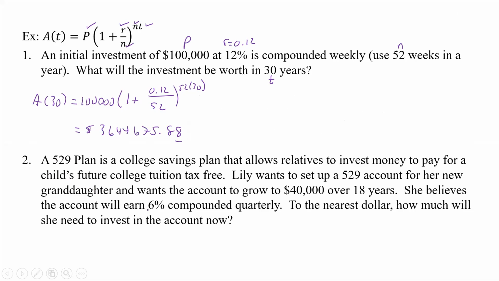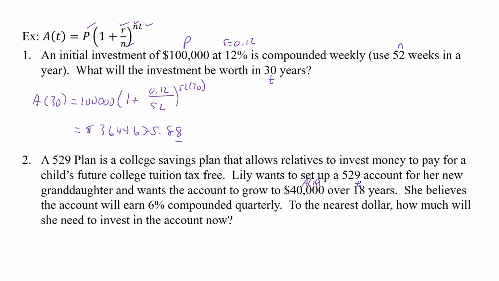Well, the next one, let's see what it says. It says a 529 plan. It's a savings plan for college that allows relatives to invest money to pay for a child's future college tuition tax-free. Now, Lily wants to set up a 529 account for her new granddaughter and wants the account to grow to $40,000. So that's what we're going to get to eventually. So that's going to be our A value over 18 years. So that's really A of 18.